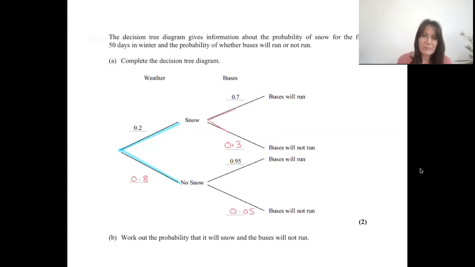We're then being asked to work out the probability that it will snow and the buses will not run. Okay, so we are going to follow a pathway. I'll choose a different color. So this is, it will snow, so it's got that number on it. And this is the buses will not run, which has got this number on it. So you collect the numbers and they get multiplied together. We multiply it across. It's a calculator question. You don't need to take any risks by doing that by hand. And the answer is 0.06.